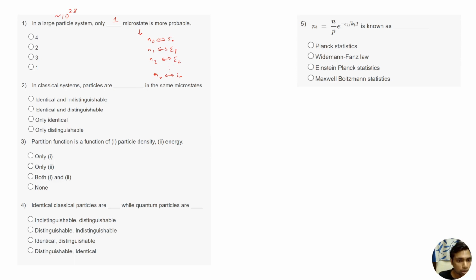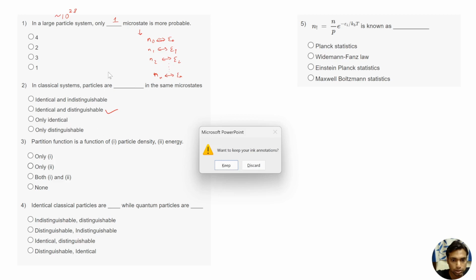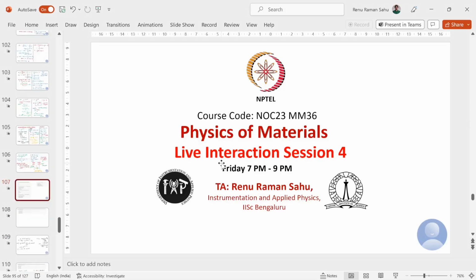Okay, so what about the second question? Particles are identical and distinguishable. Correct. Okay, what about the third question? Both one and two. Partition function is particle density and energy. Correct.